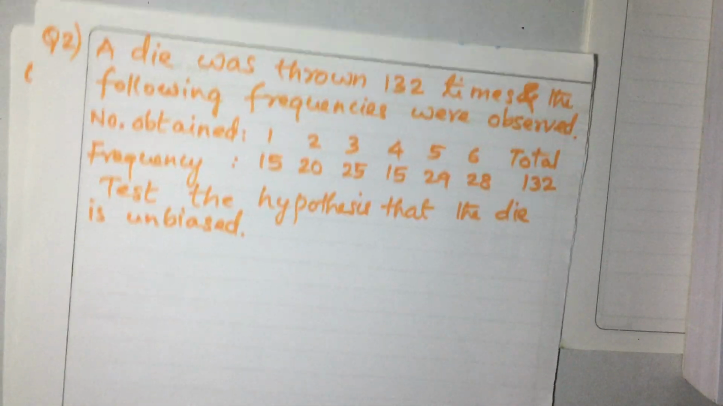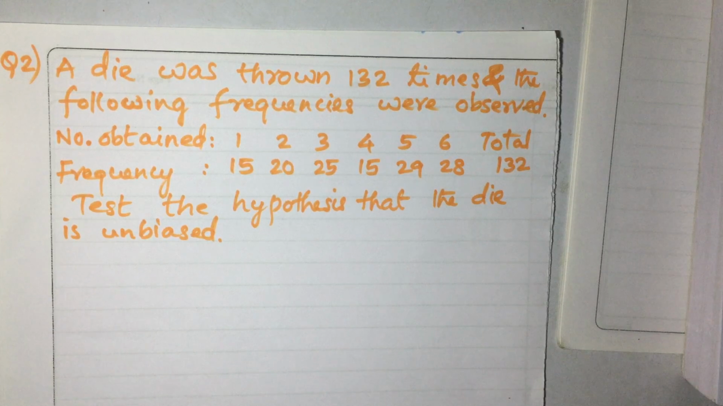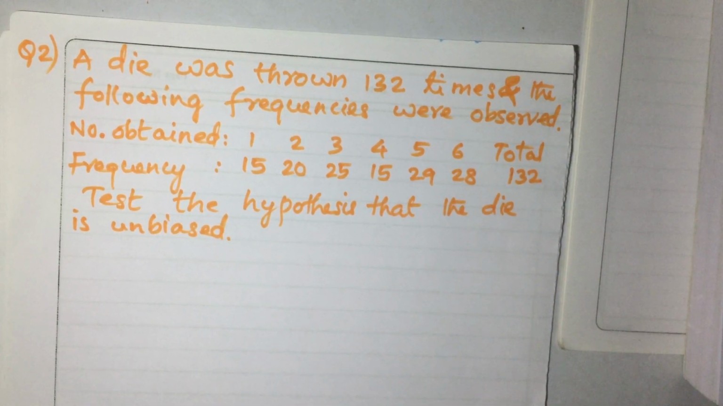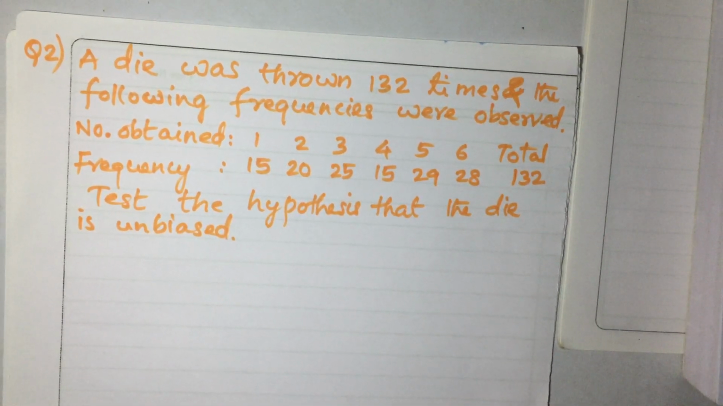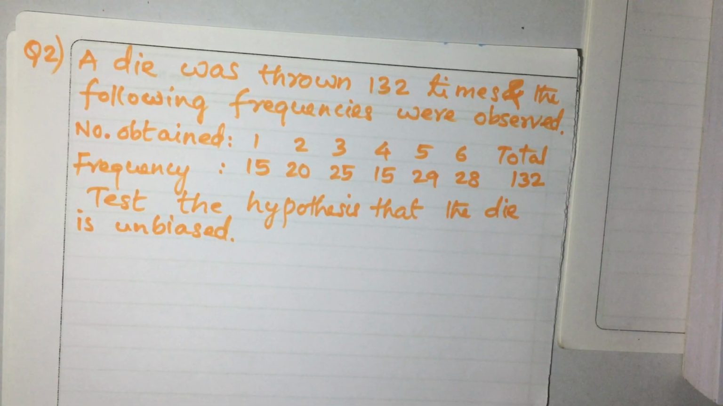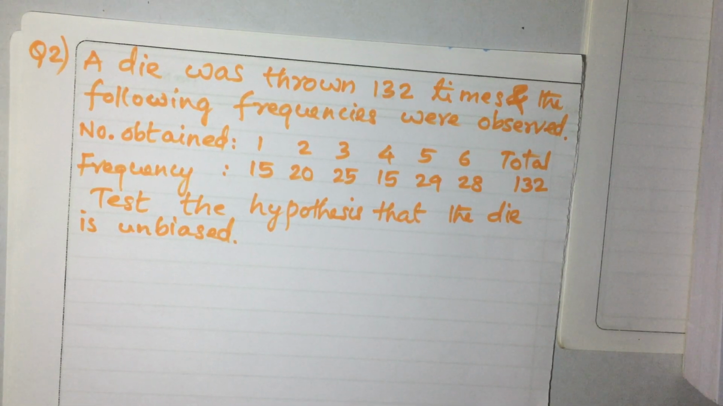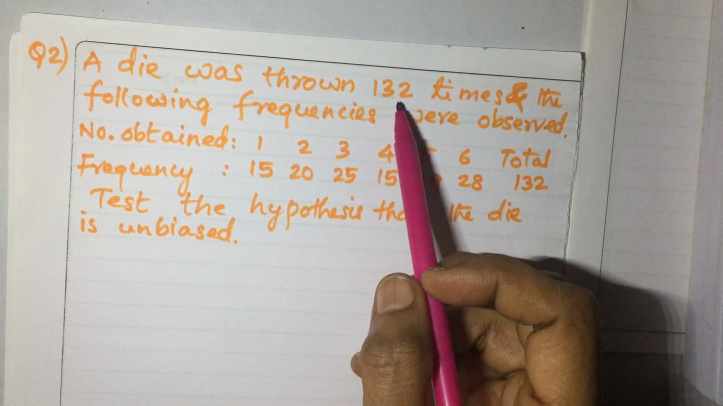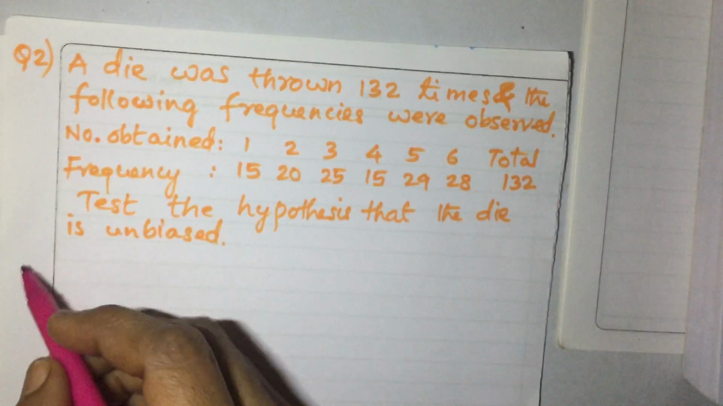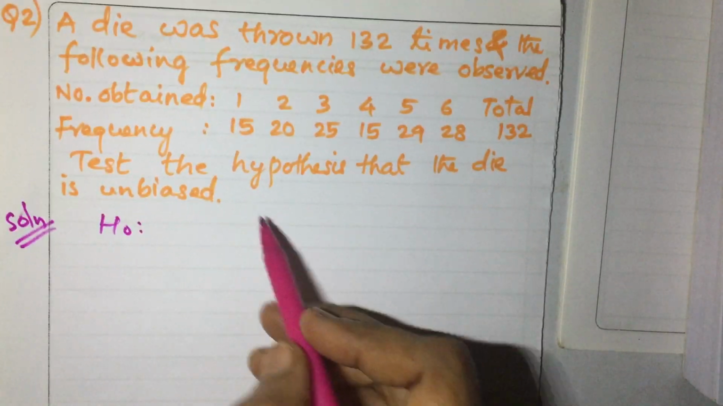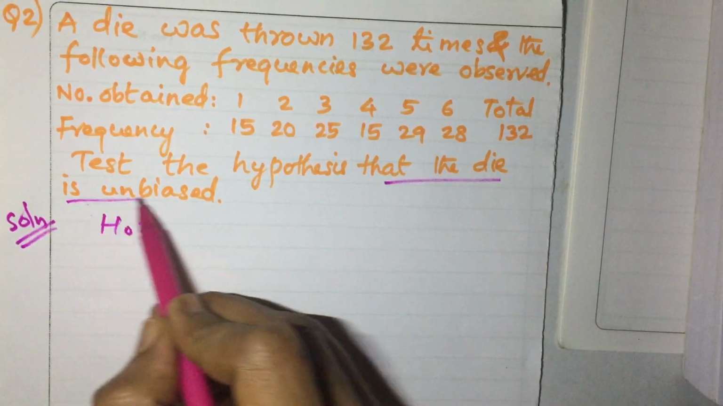Now look at the second question. Please read the question very carefully. A die was thrown 132 times and the following frequencies were observed. Number obtained is given, frequency is given, and test the hypothesis that the die is unbiased. So a die was thrown 132 times. So here I will take H0. So the question is, test the hypothesis that the die is unbiased.